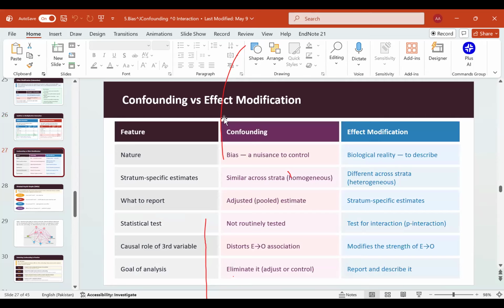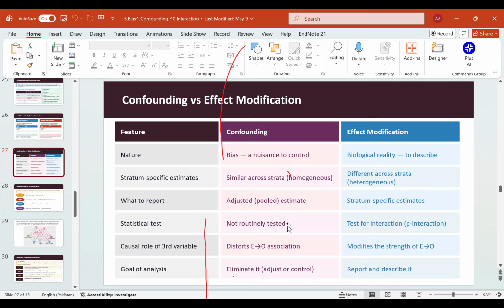Confounding versus effect modification. Confounding is in nature a bias, which should be controlled, and effect modification is a biological reality which should be described. Stratum-specific estimates are similar across strata, homogeneous, in confounding. But for effect modification, they will be different across strata, heterogeneous, like we saw for sex in males versus females. And what to report? For confounding, the adjusted or pooled estimate should be reported. In effect modification, stratum-specific estimates should be given.